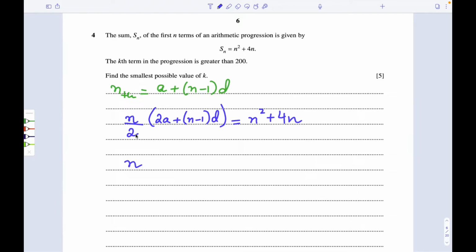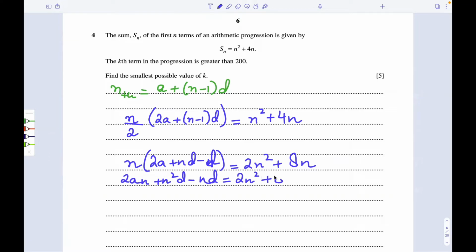Now, we can bring the 2 to the other side and expand this bracket. We will have n times 2a plus nd minus d is equal to 2n squared plus 8n. Expanding this, we have 2an plus n squared d minus nd. Here d times 1 is d. The coefficient of n square over here is d and over here it is 2, so we can conclude that the value of d is 2.